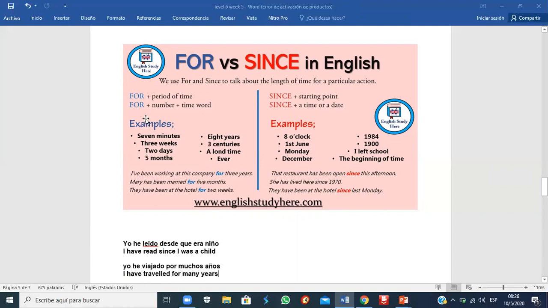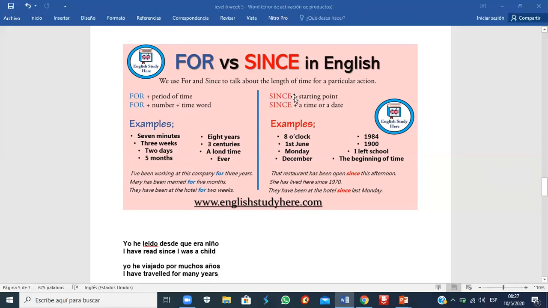That's why I say for 7 minutes, for 3 weeks, for 2 days, for 5 months, for 8 years, for 3 centuries, siglos, for a long time, forever. Since is mostly used when we have the specific year, the specific time. Since 8, desde las 8, since June, since Monday, since December, since 1984, since 1900, since I left school, since the beginning of time. Okay, so since is always used with the starting point, el punto de comienzo. ¿Cuándo comenzó? A las 8, el 1 de junio, el lunes, en diciembre, en 1984.